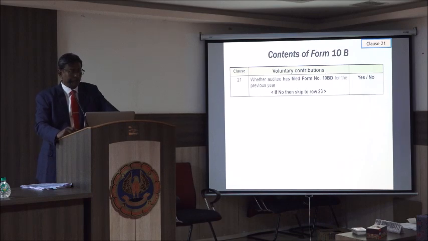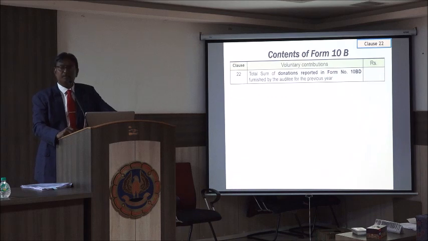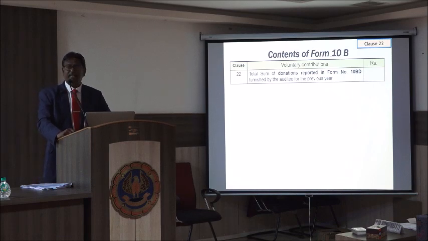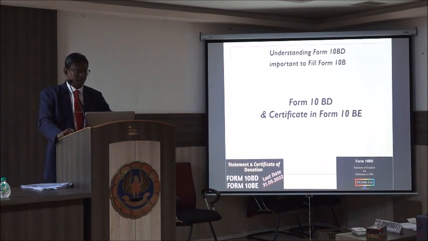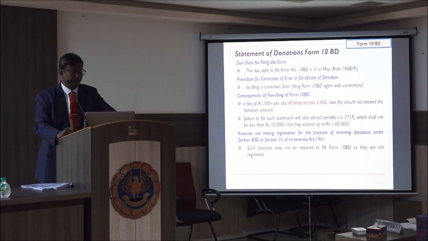Clause 21, what is your voluntary contribution? Whether auditee has filed form 10BD for the previous year. That is a question you have to answer yes or no. Total sum of donations reported in form number 10BD. So whoever is having 80G recognition, form 10BD filing is a must for them. So let us understand 10BD, a few details about it, because only then will we be able to report those voluntary contributions and donations.